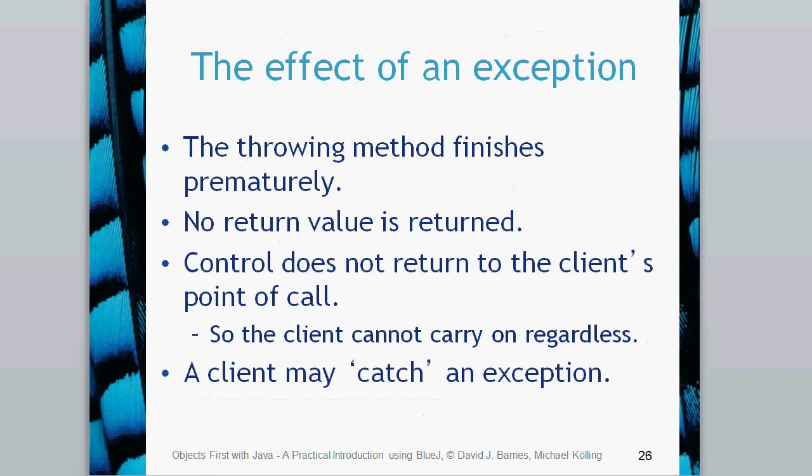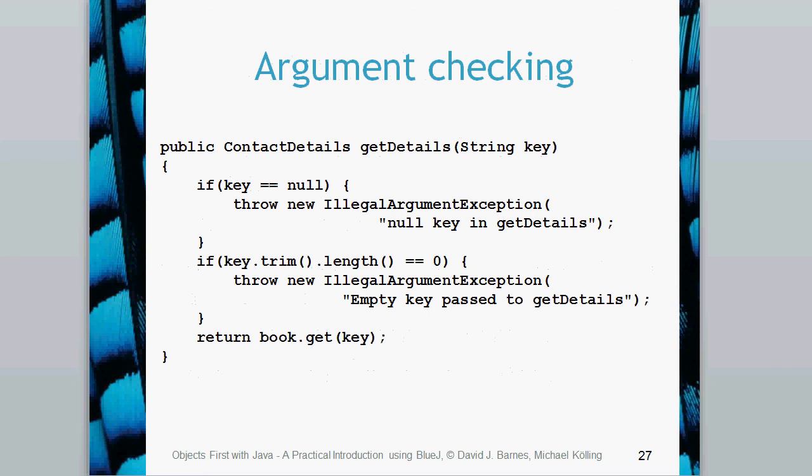So, the effect of an exception: if you throw it, it will make the program or method finish prematurely, and it won't give any return value. The problem at this point then is control doesn't return to the client's point of call, and the class can't then deal with it. So the client cannot carry on regardless. You may catch that exception, and that is how to carry on regardless, and I showed you that briefly in the demonstration. So here are a couple of examples of argument checking using throwing.